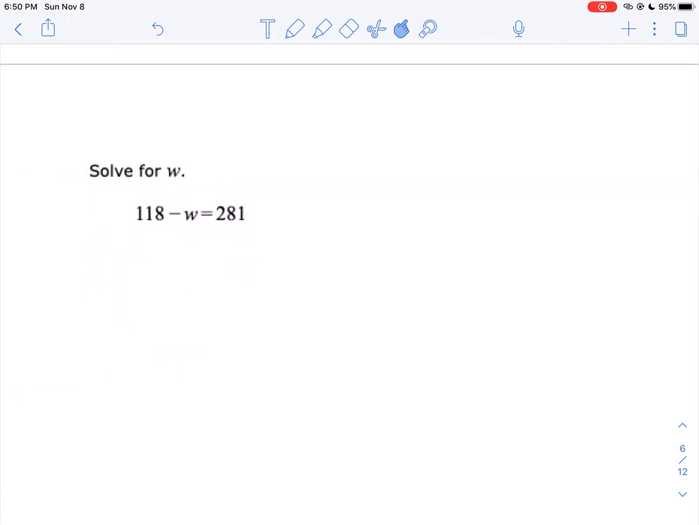On this question, you didn't have any work, so I couldn't really help you. Well, when I say help you, I couldn't see where you went wrong. But I have a feeling I know what you did wrong. On this one, we want to get rid of the 118, so it's positive 118, so you subtract 118 from both sides, and you did that correct. I think this is where you made the mistake, though.